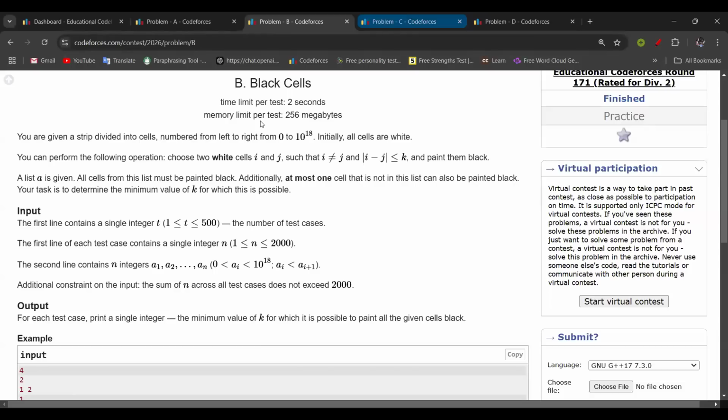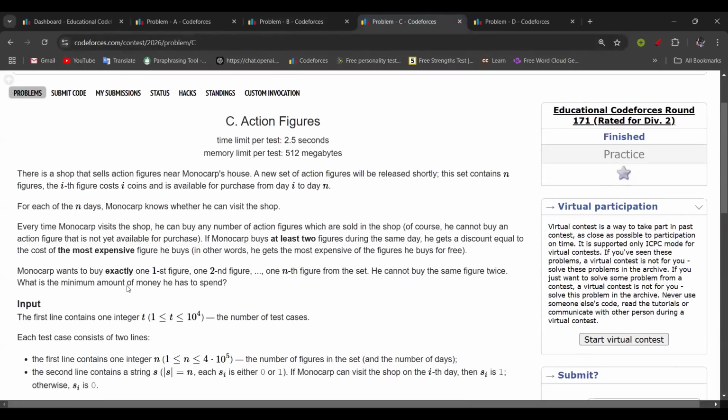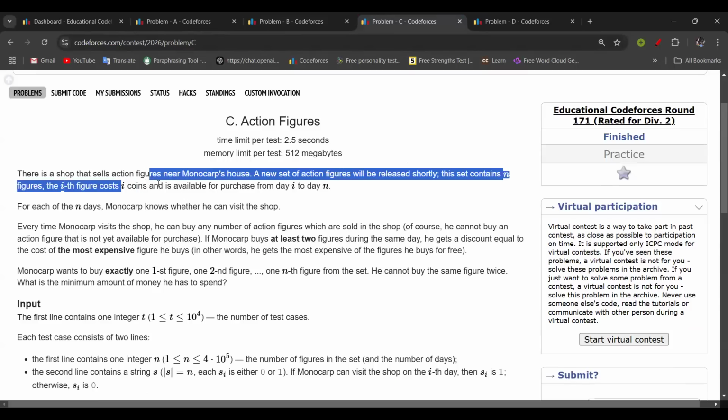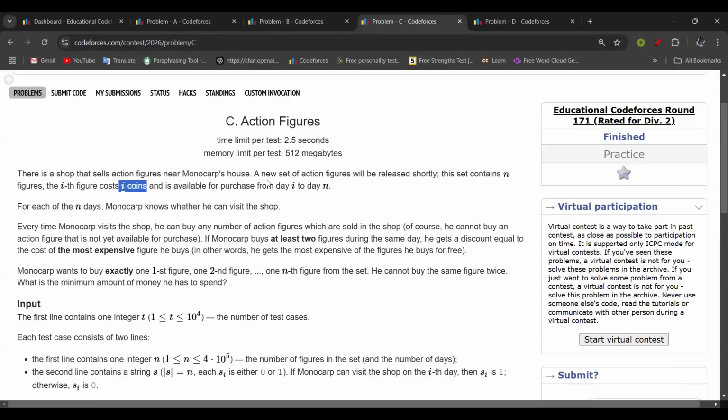Okay, so let's move to the next problem, which is problem C. There is a shop that sells action figures near Monocarp's house. A new set of action figures will be released shortly. This set contains n figures. The ith figure costs i coins and is available for purchase from day i to day n.